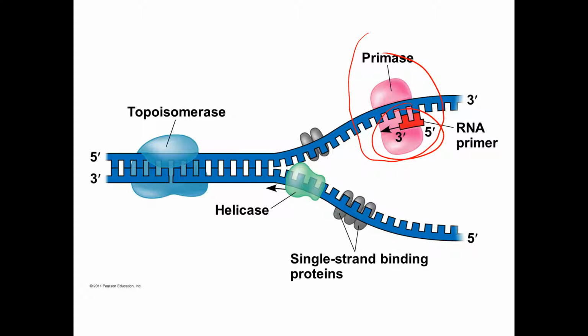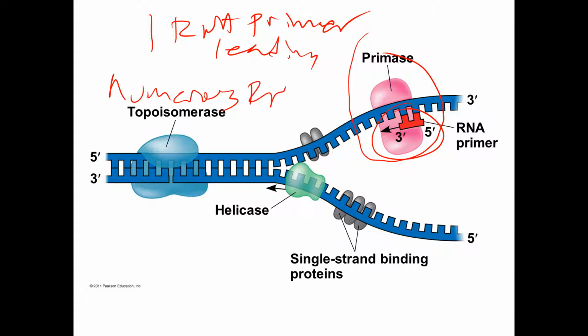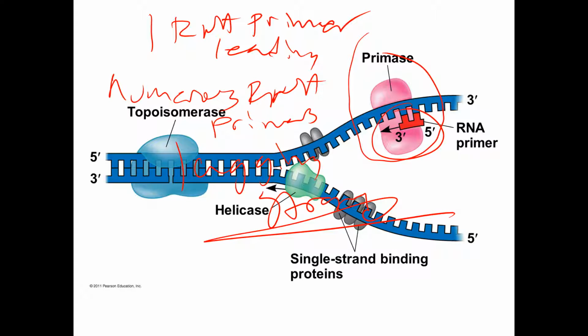Now your RNA primer is laid down on the leading and the lagging strand. You're going to get a single RNA primer on your leading strand, because this is replicated continuously. And you're going to get numerous RNA primers on your lagging strand, because you're going to have many RNA primers that have to be laid down so DNA polymerase can lay down new DNA nucleotides. That lagging strand is having to wait for this replication fork to open up.